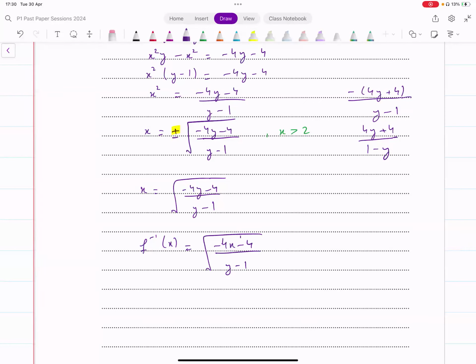You could also take 4 common from the numerator, and then the square root of 4 is 2. You could write that 2 outside as well if you wanted. It's not necessary. You can also leave it like this, and that's also fine. Both ways will work here, and that's the inverse function that you get. All right, now let's move on to the next part.